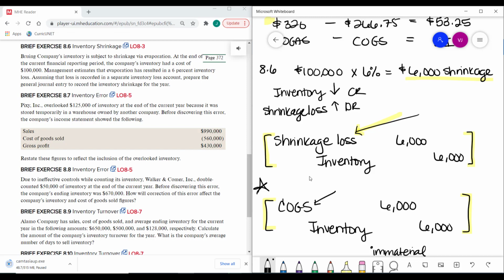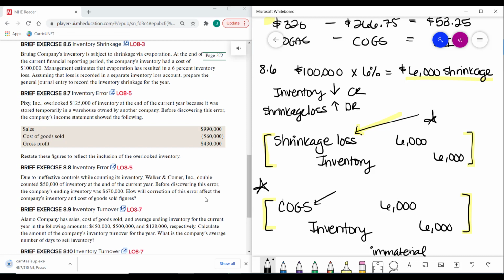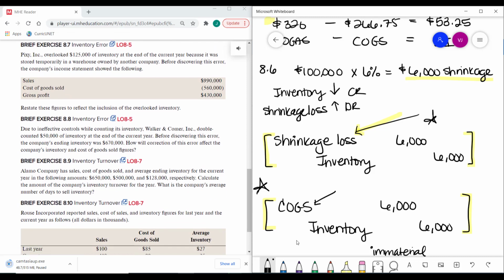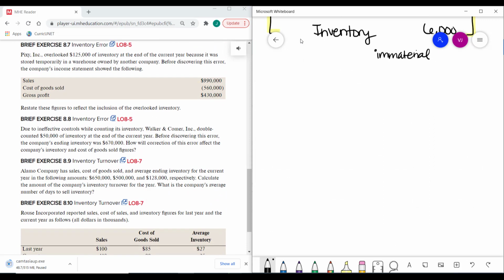Because even if it's small, if you're mixing it in with cost of goods sold, there's no way to tell how much of that cost of goods sold is due to shrinkage and how much of it is actually due to actual loss of inventory. Okay, so those are the two methods. Just make sure that you read the problem carefully, because it will usually tell you that if the shrinkage amount is below this amount, they will put it into cost of goods sold. If it's larger, they will put it in its own loss account. Okay? Very good. We'll move on to 8.7.